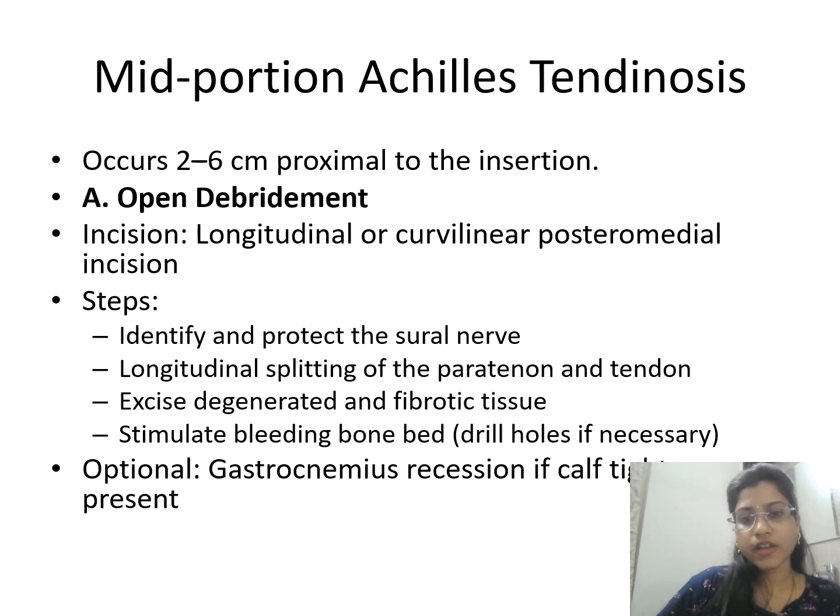The incision is given longitudinally or curvilinearly. Posterior medial incision is usually taken. The main goal of the steps is to identify and protect the sural nerve. Longitudinal splitting of the paratenon and tendon, excise the degenerated and fibrotic tissue, and stimulate the bleeding bone bed with the help of drill holes. Optimal is gastrocnemius resection if the calf is tight.